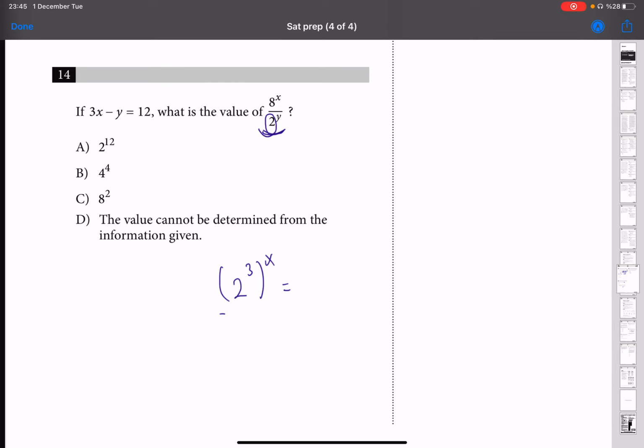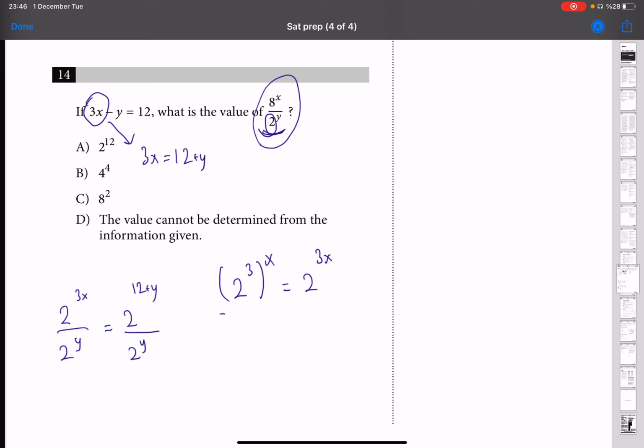So this is, as you know, equivalent to this. So let's write it down in our different form: 2 to the 3x divided by 2 to the y, as asked by the question. And I know that I can write 3x as 12 plus y. So this is equal to 2 to the 12 plus y divided by 2 to the y. And also, you should know that 2 to the 12 plus y is equal to 2 to the 12 times 2 to the y.